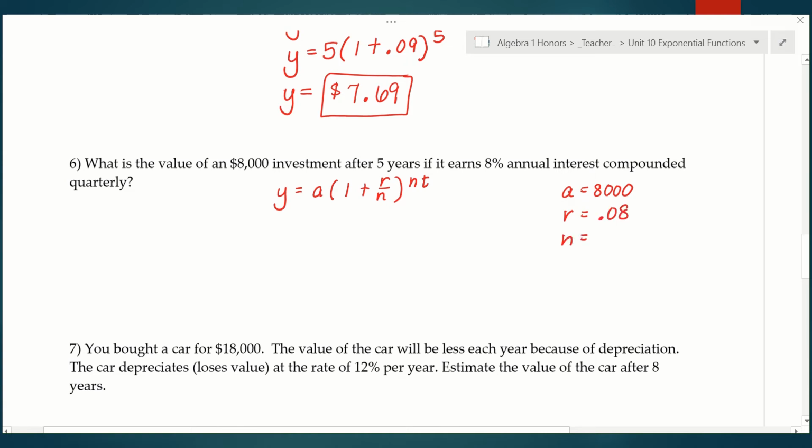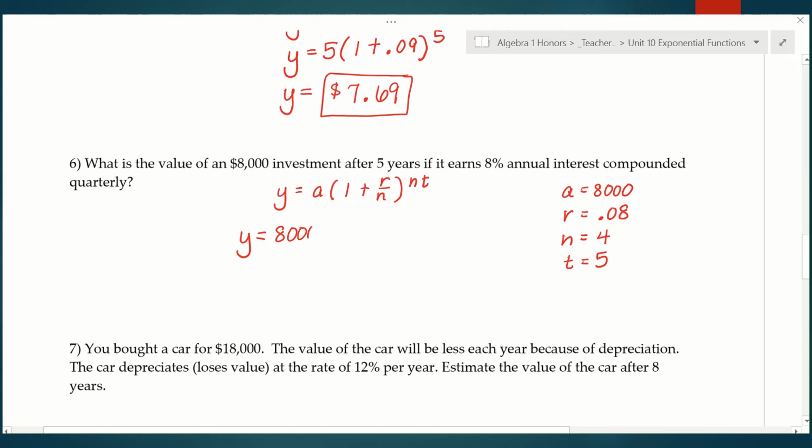N, remember N is the number of times per year your interest is compounded. So if it's being compounded quarterly, that means 4 times per year. Okay? And then your T is how long you're keeping the money in the bank, which in this case is 5 years. All right, so now that we have all of our important variables sorted out, we can go ahead and plug it into our formula.